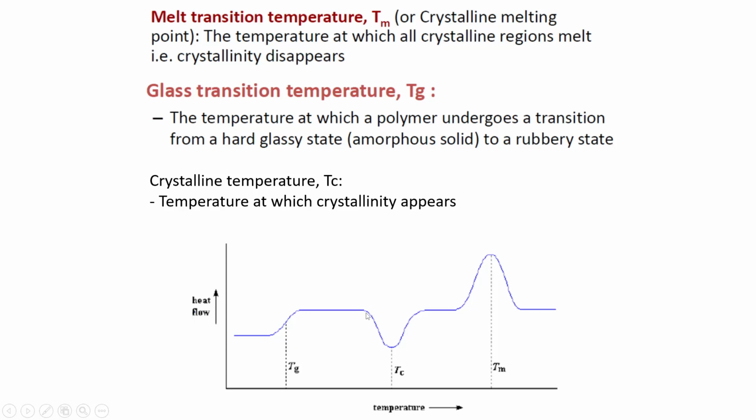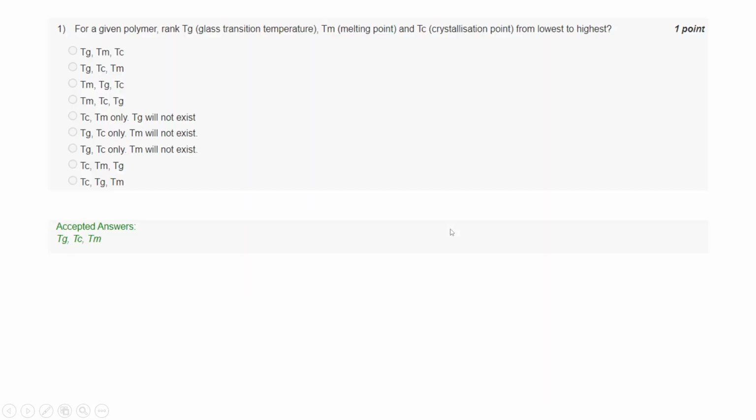Now, because your polymer is in a flowy state, its polymer chains will start aligning against each other. There'll be some order there, and that's when it starts crystallizing first. After crystallizing, if you still keep on heating it, that's when your melt transition temperature will be hit, because if you further keep on heating a crystalline polymer, it will start melting. That's when the crystallinity disappears. So that is the highest. If you have to arrange them from lowest to highest, it will always be Tg followed by Tc followed by Tm. That's the answer.